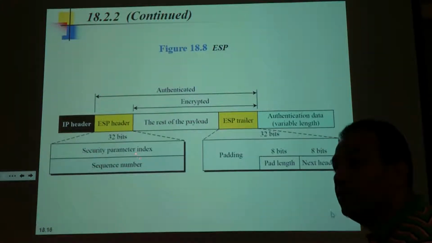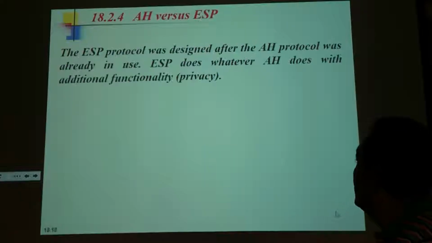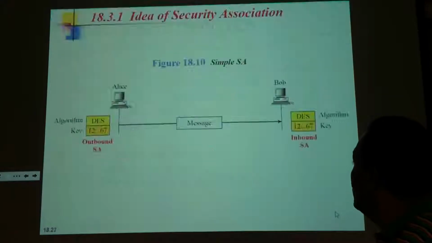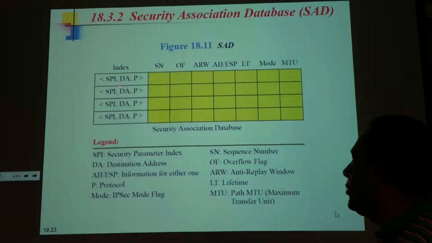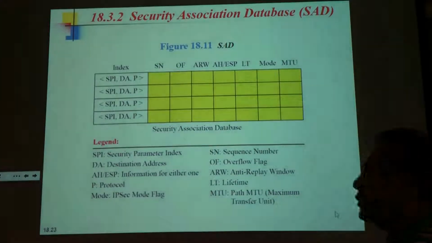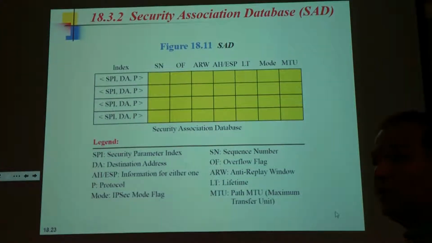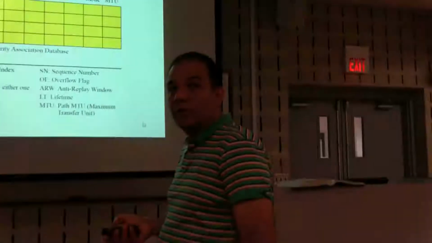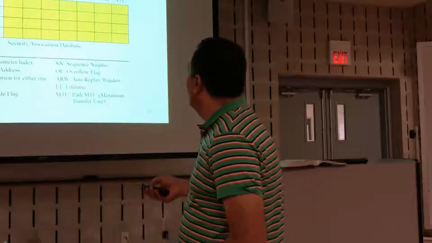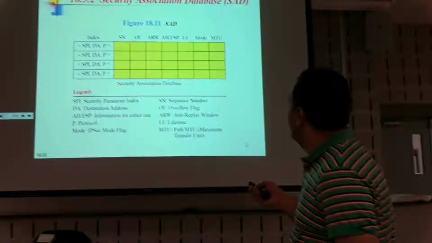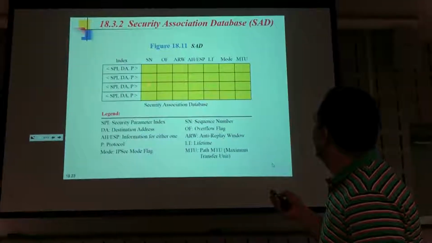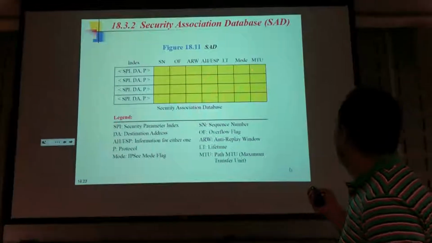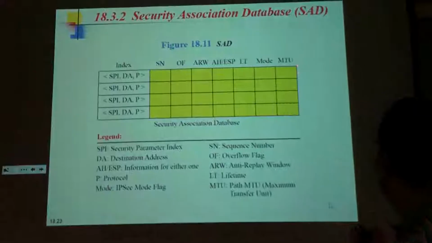Security parameter index. Okay, DA, what's DA? Destination address. And P, the protocol. What kind of protocols do we have? AH or ESP, right? So the security association here will include, for example, the MTU, the maximum transmission unit, and the mode.